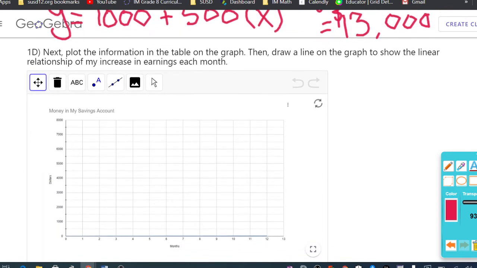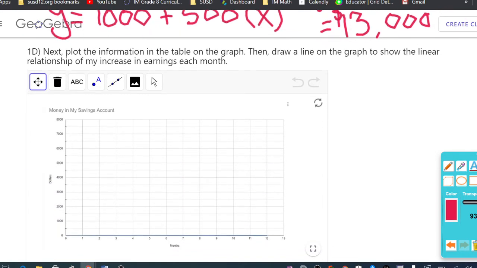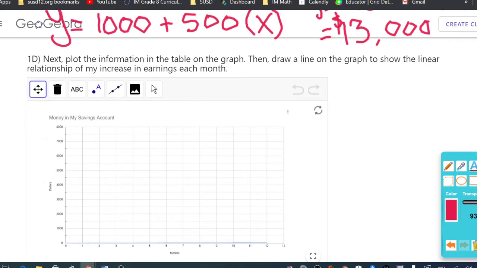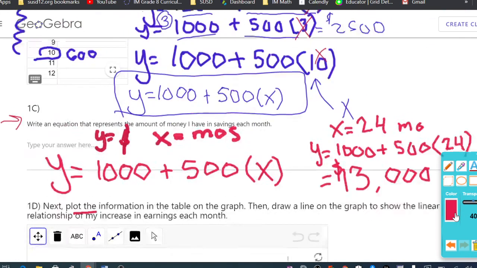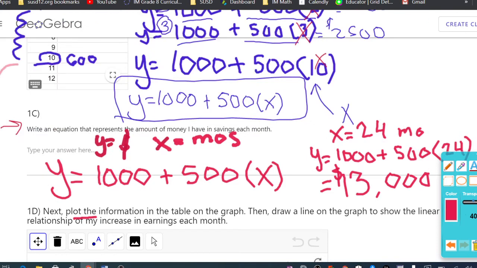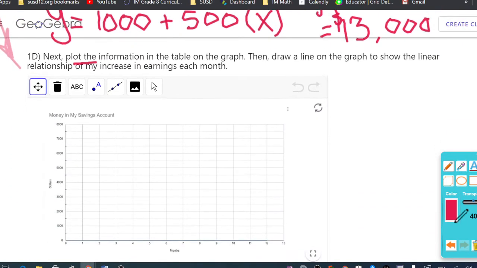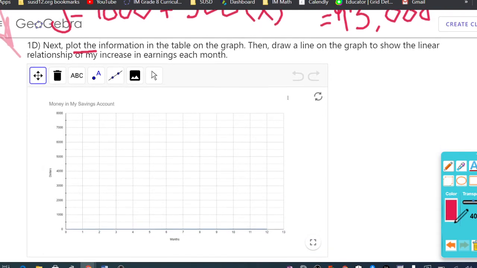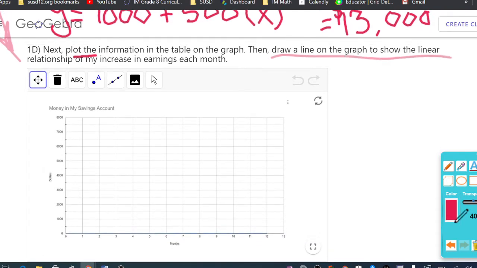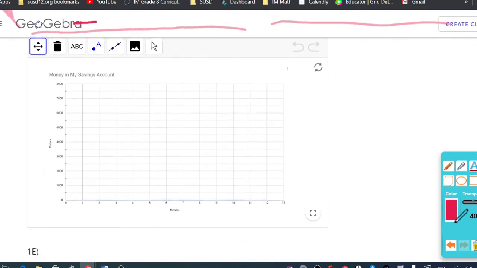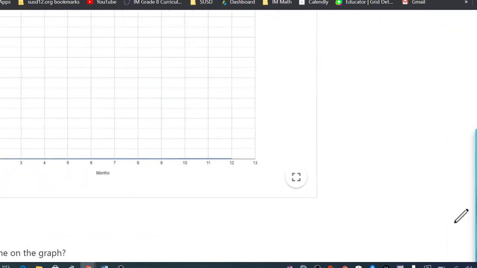Okay, part 1D. 1D says, plot the information in the table on the graph. Okay, so we're going to take the data table and plot it down here. Then draw a line on the graph to show the linear relationship of my increase in earnings each month. Okay, let's do it. I'll zoom in a little.